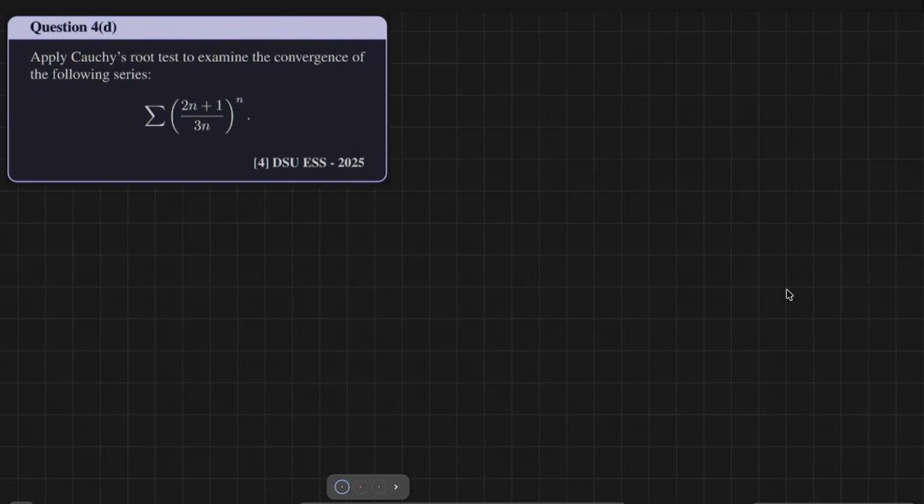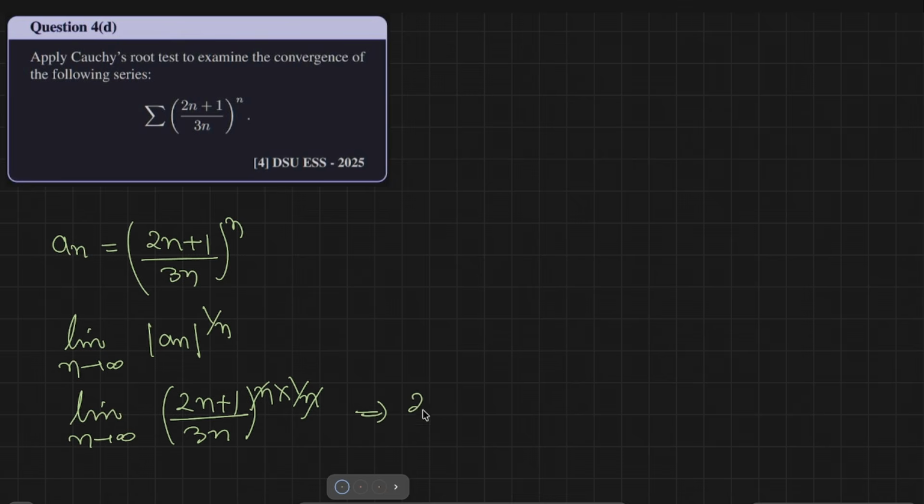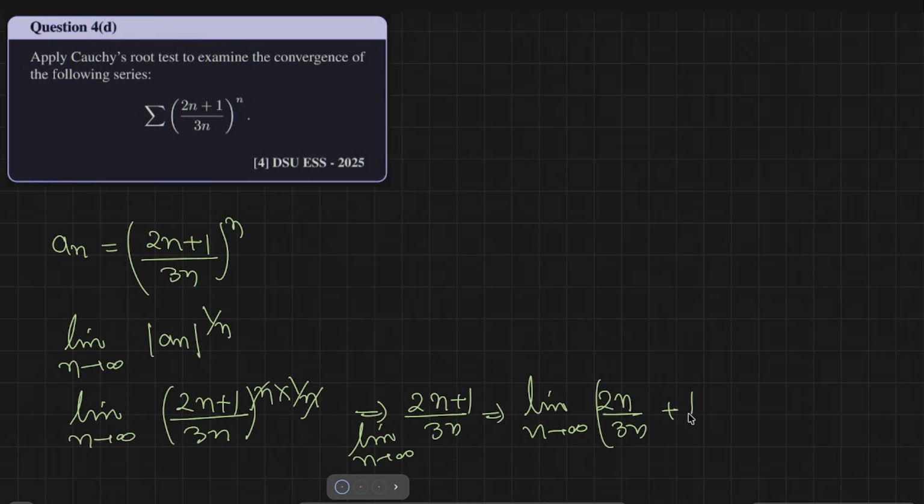Now again here, apply the Cauchy nth root test for the series and check whether it is convergent or divergent. So an is equal to (2n plus 1 upon 3n) power n. From here you apply the limit n tending to infinity of mod an power 1 by n. So the power n and 1 by n get cancelled, and it will be limit n tending to infinity of 2n plus 1 upon 3n. I can write it as 2n upon 3n plus 1 upon 3n.